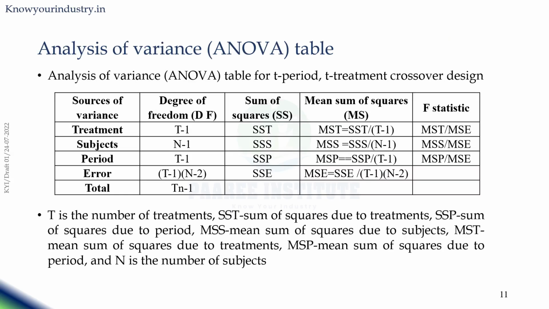In a bioequivalence study, once the ANOVA analysis is done, how the ANOVA table is presented is given in this particular slide. In this table, different sources of variance are listed, and the degrees of freedom, sum of squares, mean sum of squares and F statistics are given. Here, T is the number of treatments, SST is the sum of squares due to treatments, SSP is the sum of squares due to period, MSS is the mean sum of squares due to subjects, MST is the mean sum of squares due to the treatments, MSP is the mean sum of squares due to the period, and finally N is the number of subjects. This is how the ANOVA table is presented in a bioequivalence study.